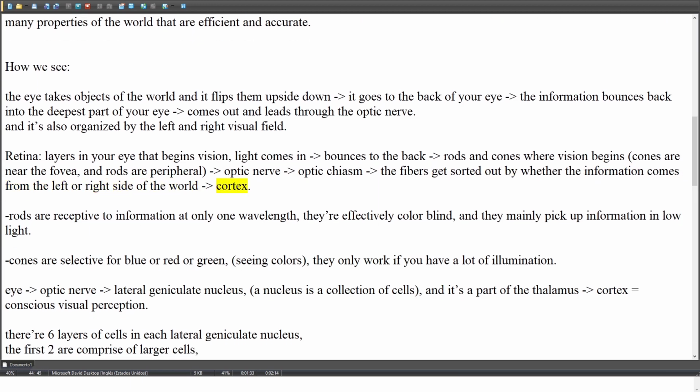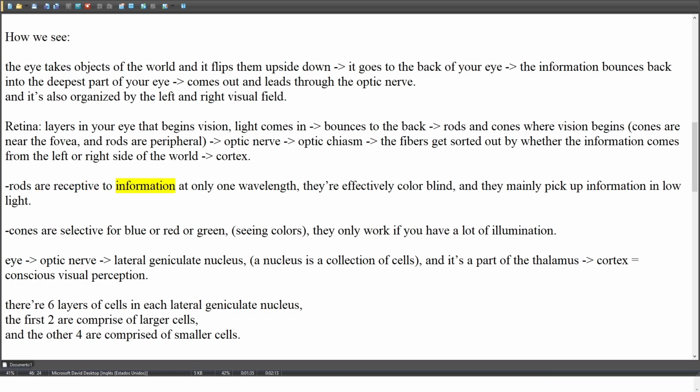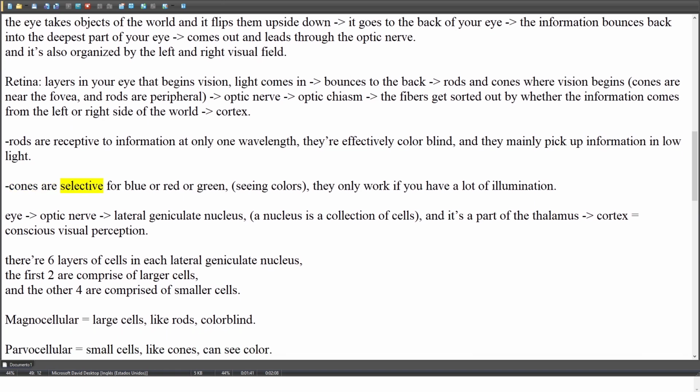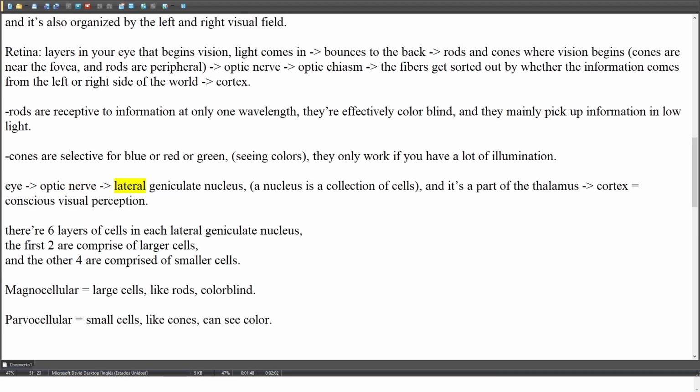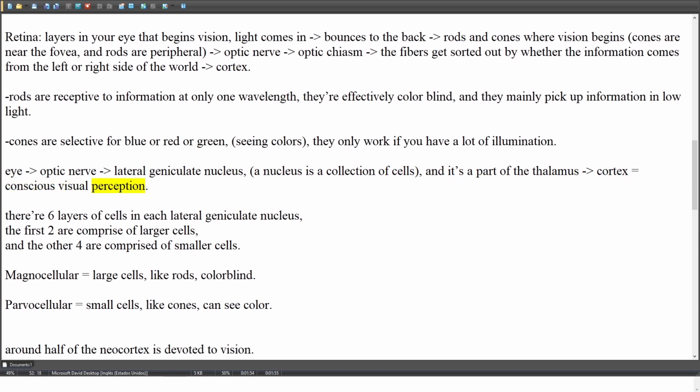Cortex. Rods are receptive to information at only one wavelength, they're effectively color blind, and they mainly pick up information in low light. Cones are selective for blue or red or green, seeing colors, and they only work if you have a lot of illumination. Optic nerve. Lateral geniculate nucleus: a nucleus is a collection of cells, and it's a part of the thalamus. Cortex equals conscious visual perception.